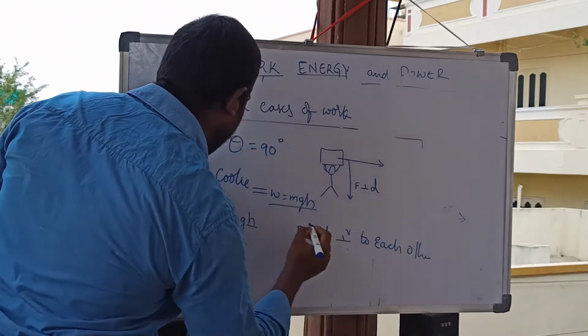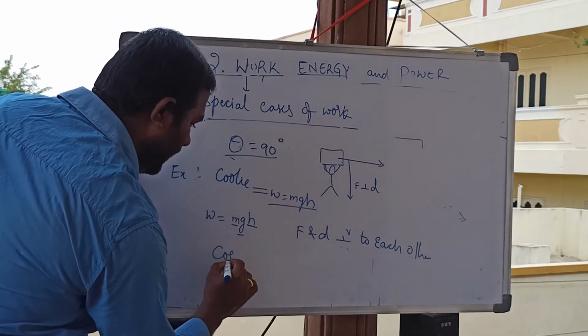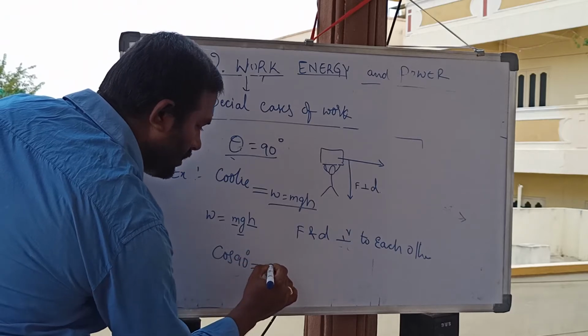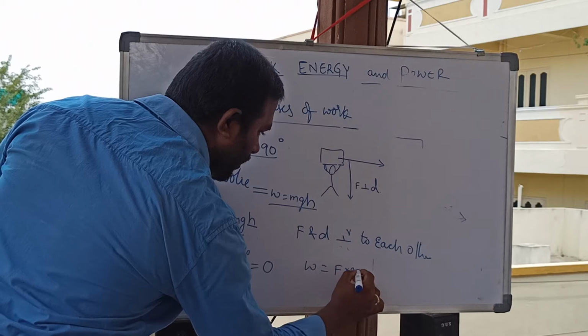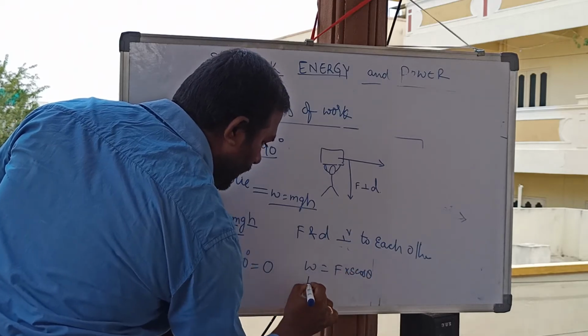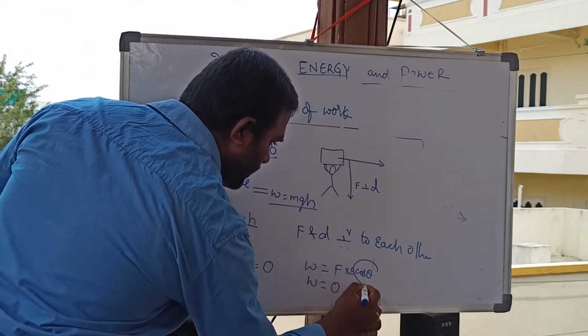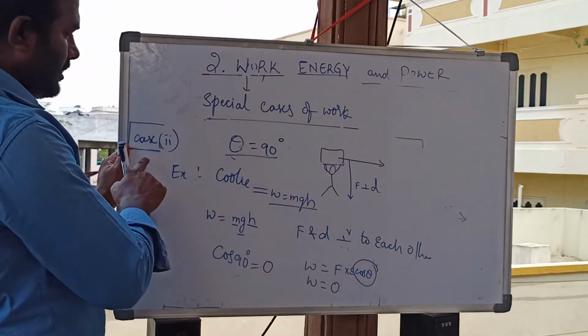So theta is equal to 90, and cos 90 is equal to 0. Therefore, W is equal to F into S cos theta. If you take it, W is equal to 0 because cos theta is equal to 0. This is the second case.